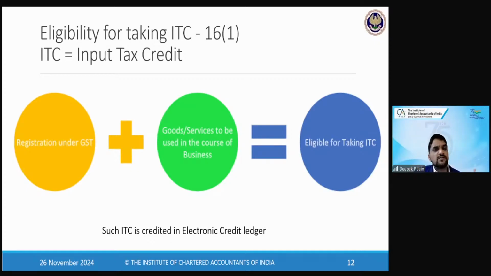Shruti Kumari, the facts are understood, right? Based on the facts, you tell me, can I claim the credit or no? Hardik Marwa is saying, yes, sir, we can claim it if not selling exempted supply.